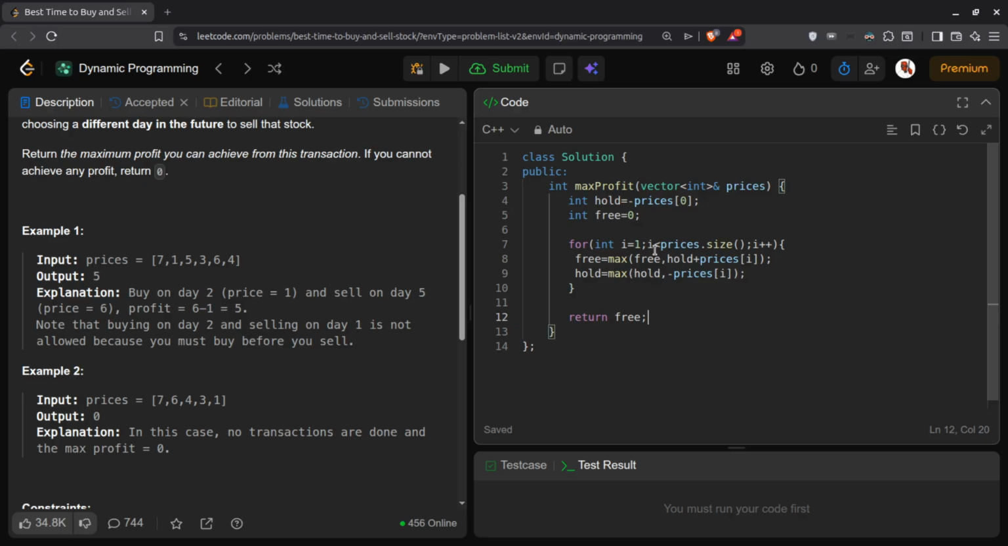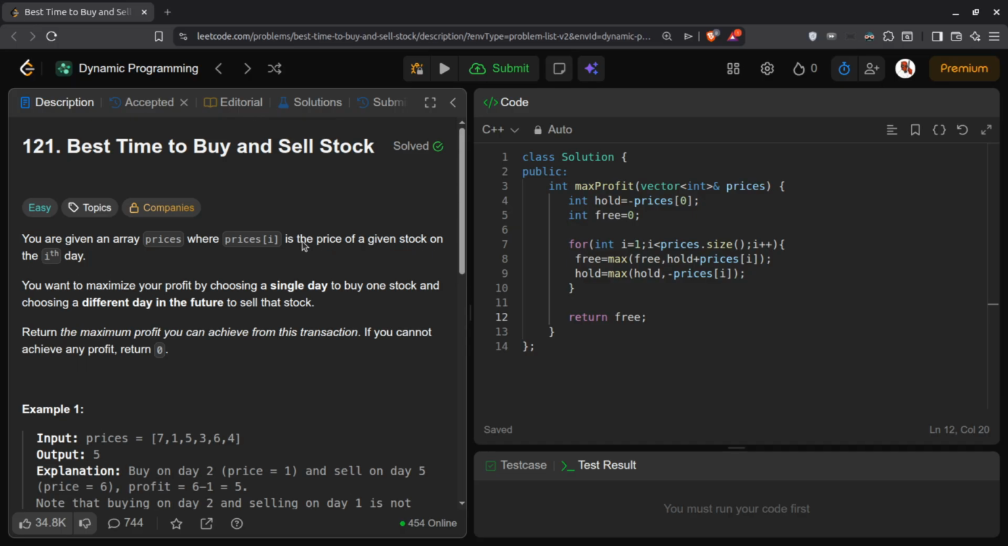After that, at index 4, the price is 6 and hold is minus 1. Minus 1 plus 6 is equal to 5. 5 is greater than 4, so free will be 5. As you can see, we get the answer 5. That's how we get 6 minus 1, the answer 5. After that, we can also iterate at the last index, but the max value will still be 5.